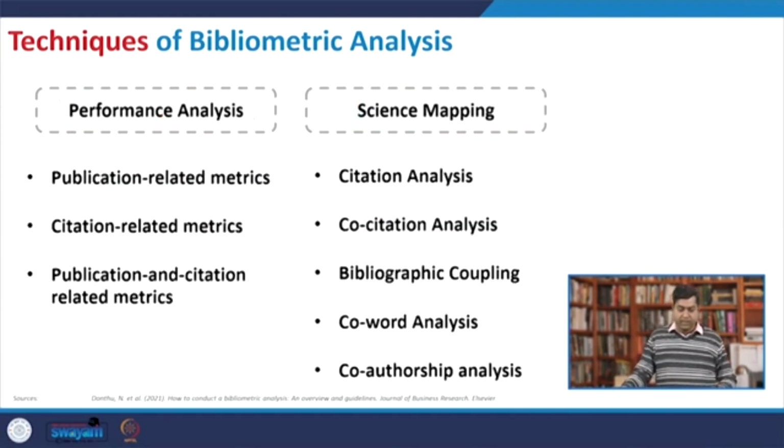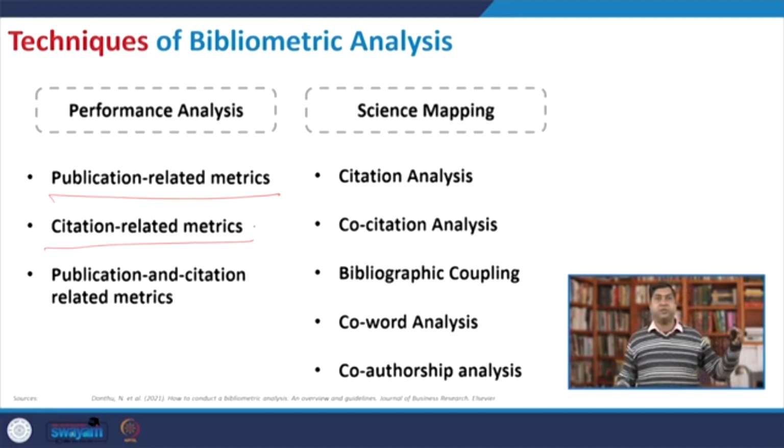Now, performance analysis, what do we normally look at? Publication related metrics: for this particular paper or journal, what are the metrics? There is something called citation, there is impact factor, there is something called H index. We will also discuss that in a subsequent slide. Then citation related metrics: whether a paper is highly cited, and also citation over time. Normally this is a common phenomenon.